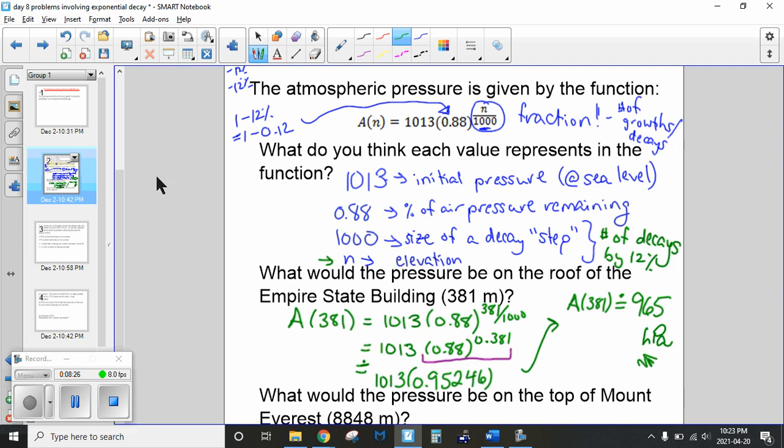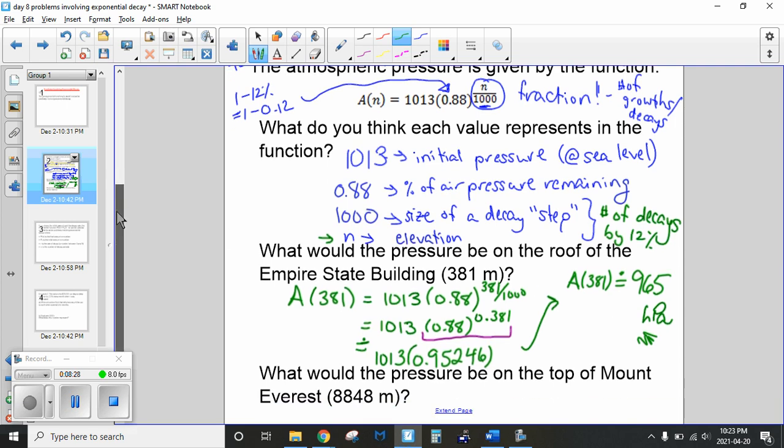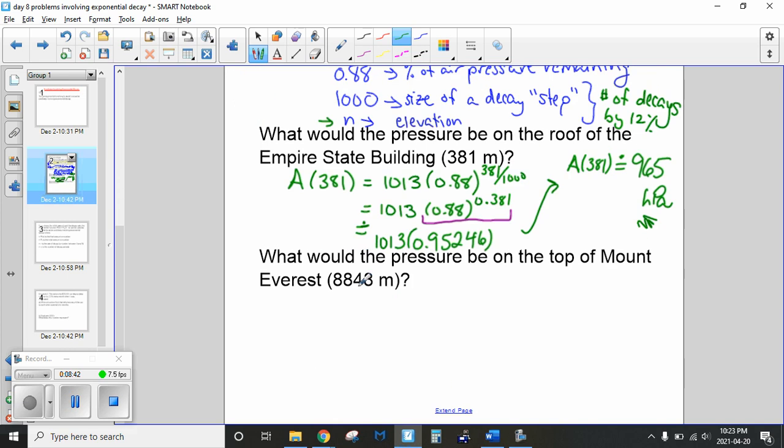Alrighty, so there is a second part to this one. What would the pressure be on the top of Mount Everest? So this first one, the Empire State Building, you've increased the elevation, but not by a lot. What if we went up high? So way to the top of Everest. So this is like an identical question with just a new number to substitute. 8,848 as our new elevation.